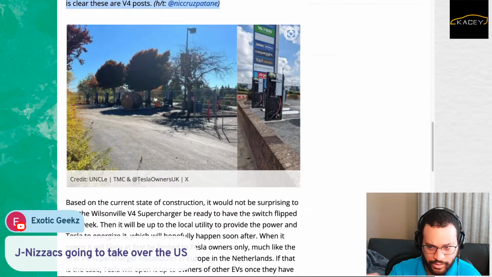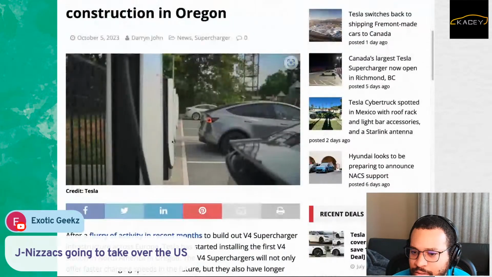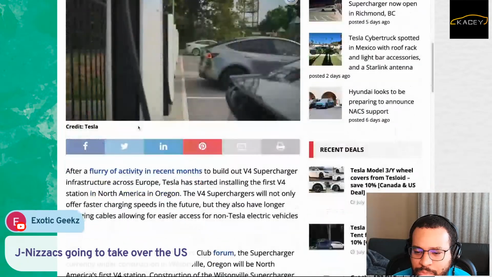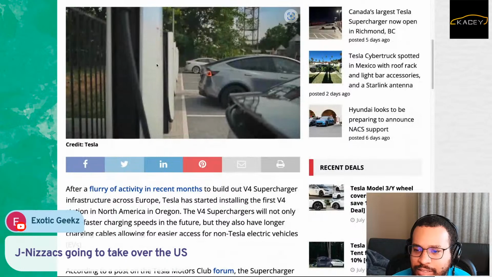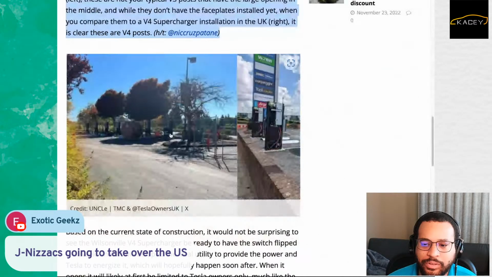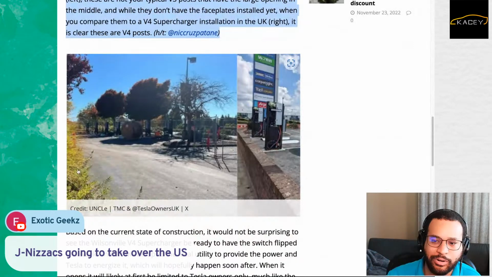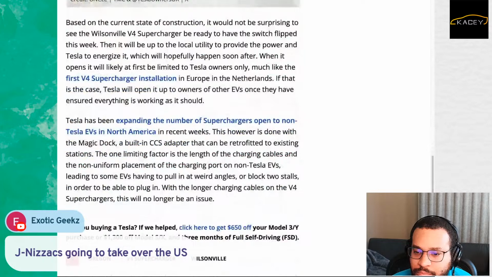And then it is confirmed, there were photos of, I think they were at the top of this one, maybe. But there were X posts where they credit Tesla. So this is a European one right here. But there were X posts showing that the covers and faceplates had arrived for these, and they are V4s. Let's see.